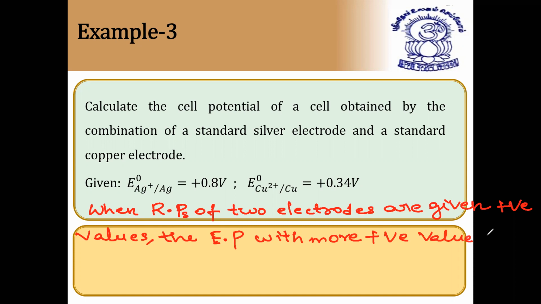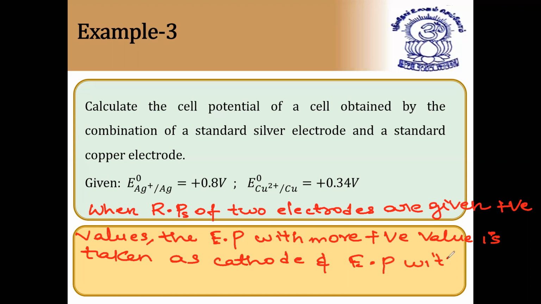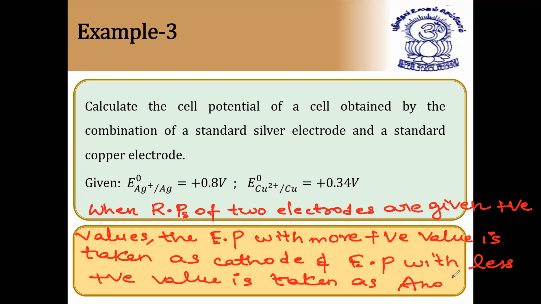If you don't remember the electrochemical series also, we can use this. The electrode potential with more positive value is taken as cathode, and the electrode potential, that is reduction potential, with less positive value should be taken as anode. So you know right and you know left. So anode becomes right and cathode becomes left.